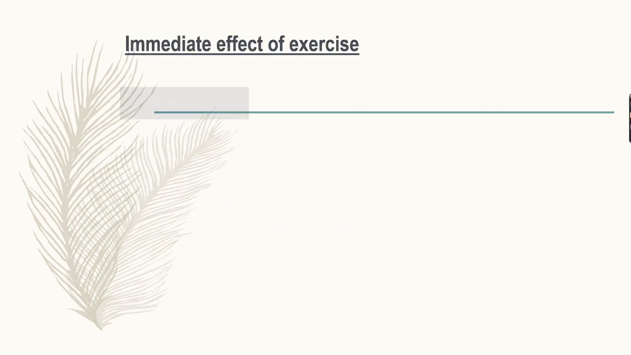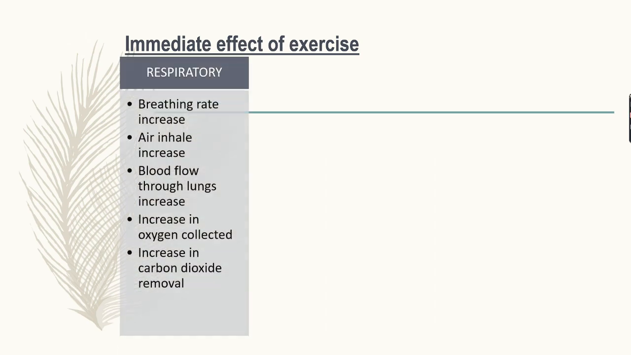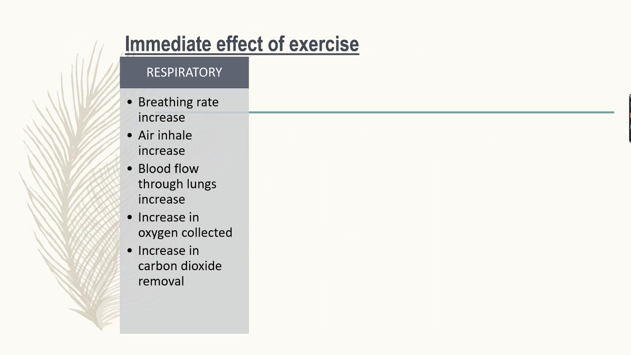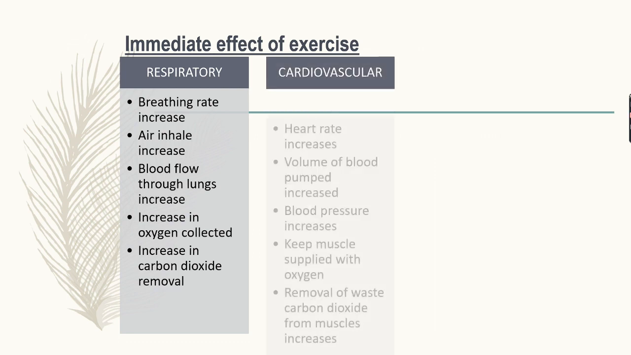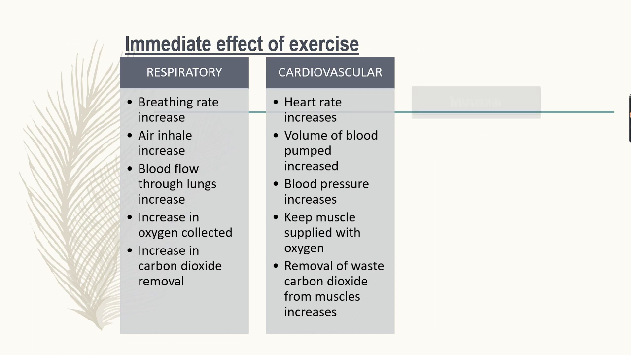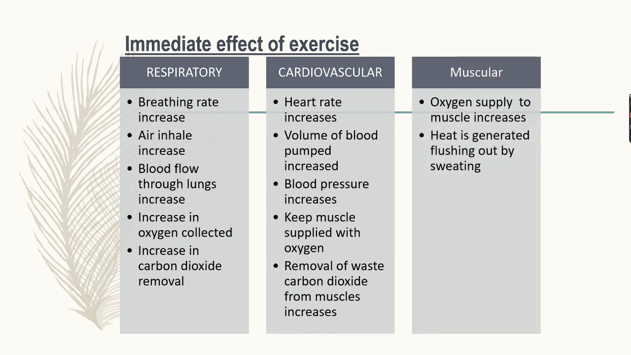Immediate effect of exercise: Respiratory. Breathing rate increases, air inhaled increases, blood flow through lungs increases, oxygen collected increases, carbon dioxide removal increases. Cardiovascular. Heart rate increases, volume of blood pumped increases, blood pressure increases, muscles are kept supplied with oxygen, removal of waste carbon dioxide from muscles increases. Muscular. Oxygen supply to muscle increases, heat is generated, flushing out by sweating.